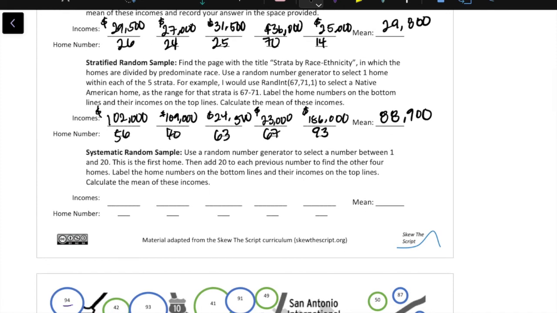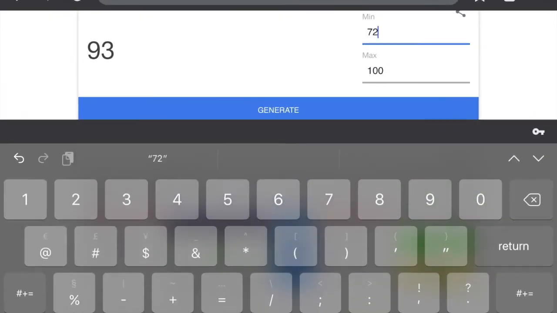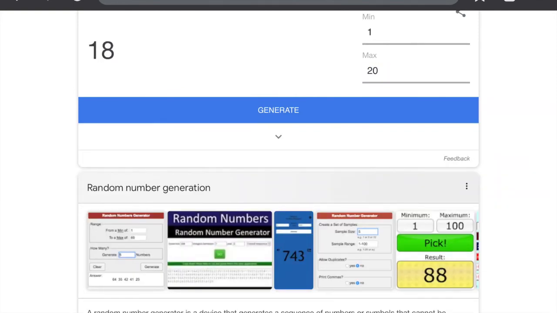Lastly, we're going to go over the systematic random sampling. I'm going to use the random number generator to select a number between 1 and 20, and this is going to be the first house that I start with. Then after that, I'm going to add 20 to each of the previous numbers to find the other 4. So this time, I'm going to do from 1 to 20, and I'm going to select a number to start with, 18.